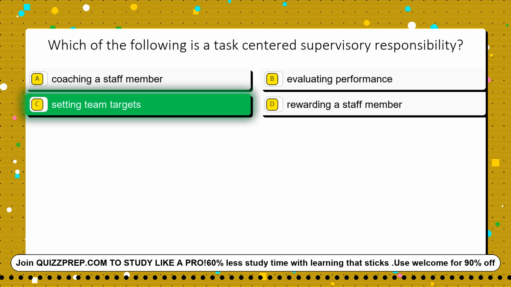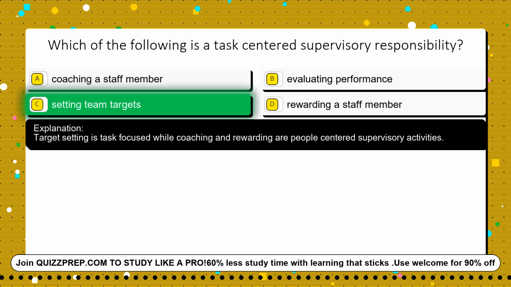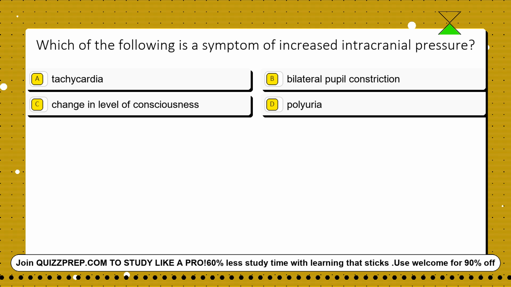The correct answer is option C, setting team targets. Target setting is task-focused, while coaching and rewarding are people-centered supervisory activities. Question 28. Which of the following is a symptom of increased intracranial pressure? Option A, tachycardia. Option B, bilateral pupil constriction. Option C, change in level of consciousness. Option D, polyuria.